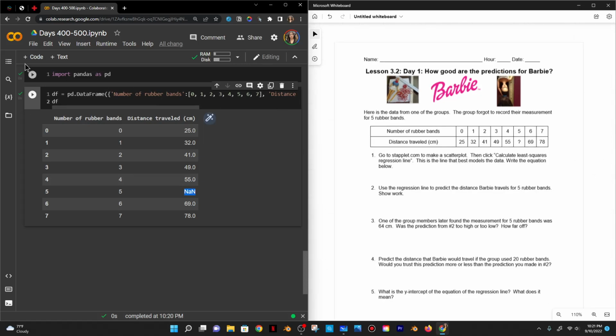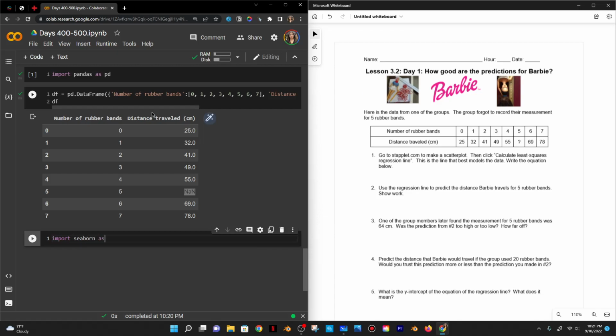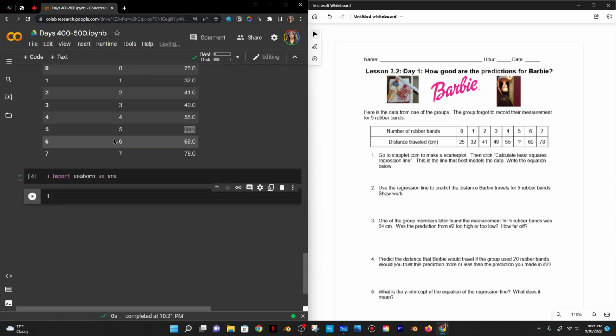The first thing it says is to go to Statlet.com to make a scatter plot. I'm not going to go to Statlet.com. I'm just going to do everything in Python. So I'll import seaborn as sns, which is a data visualization library. With this, I can do sns.scatterplot and then just plot the points that I want to plot.